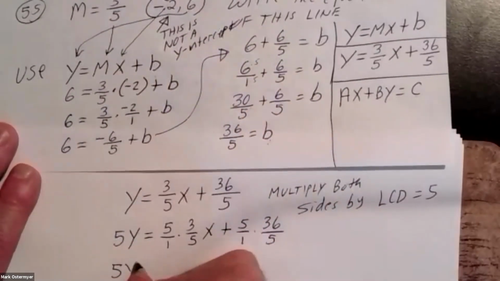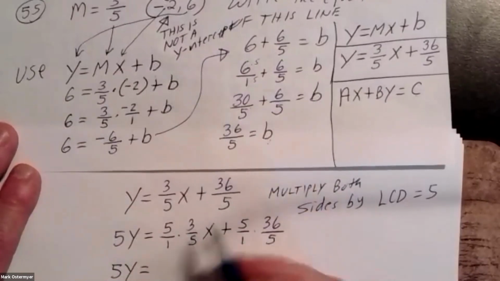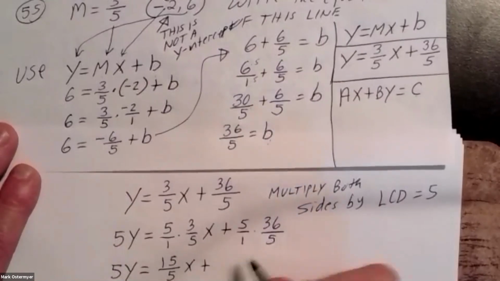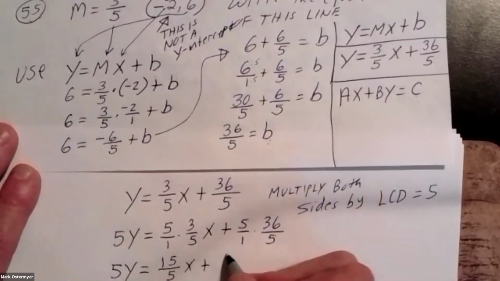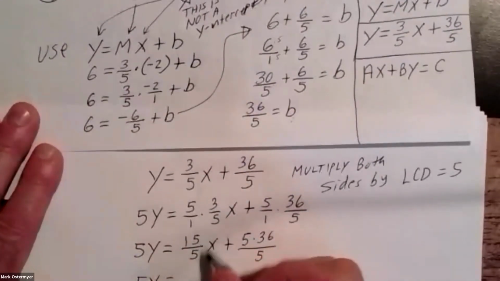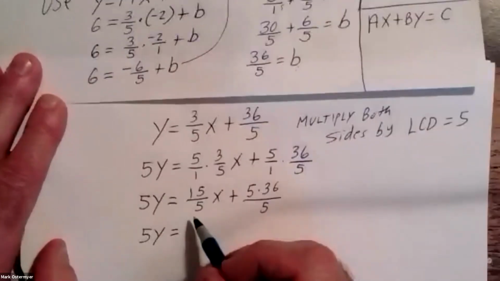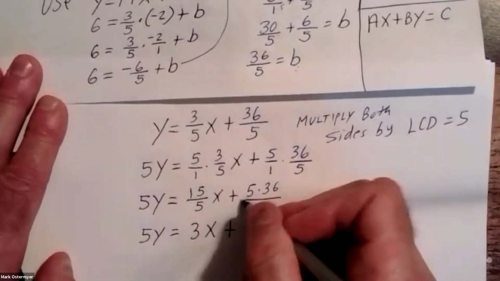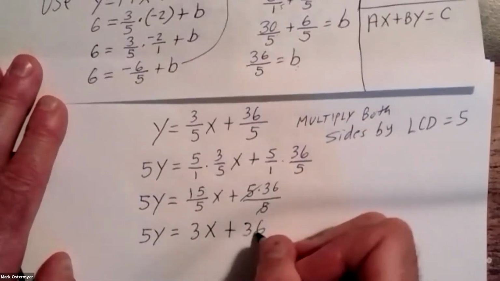So we got 5y is equal to 15/5x plus 5 times 36/5. What does 15/5 reduce down to? 3. These 5s reduce out, and we're left with 36.